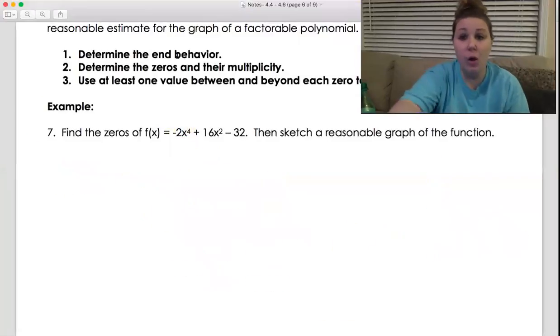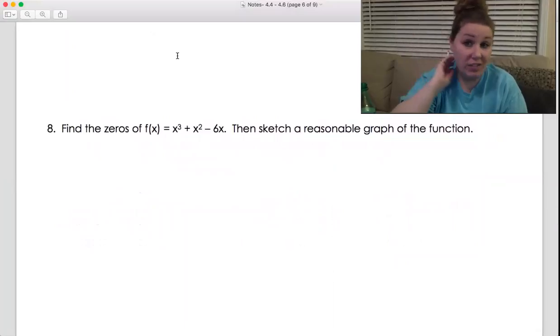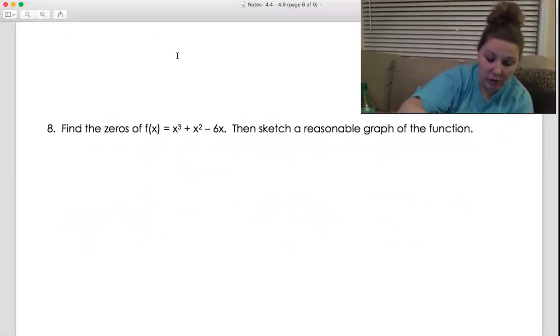I'm going to do one more example. If you feel like you've got it, you can save this one to look at later if you want to, or just stick around to get this last little bit of notes.